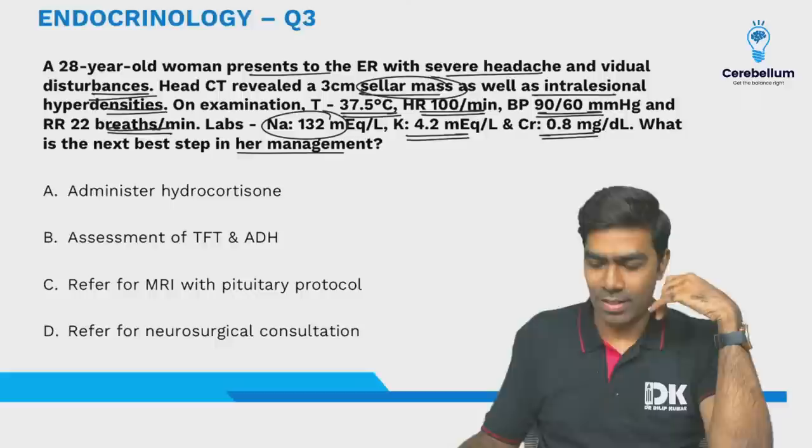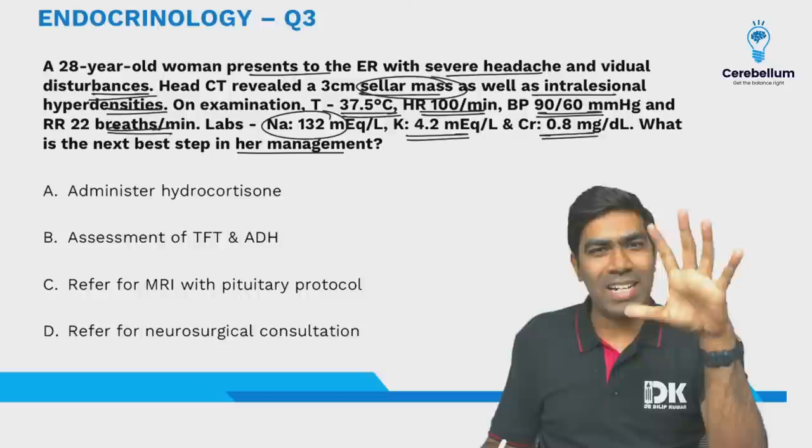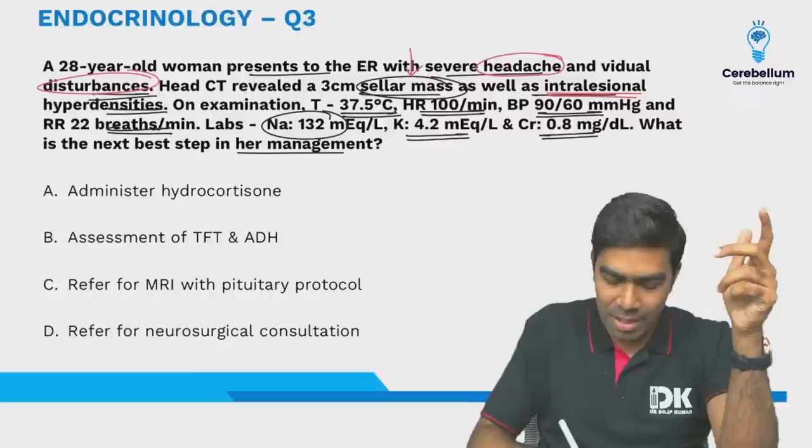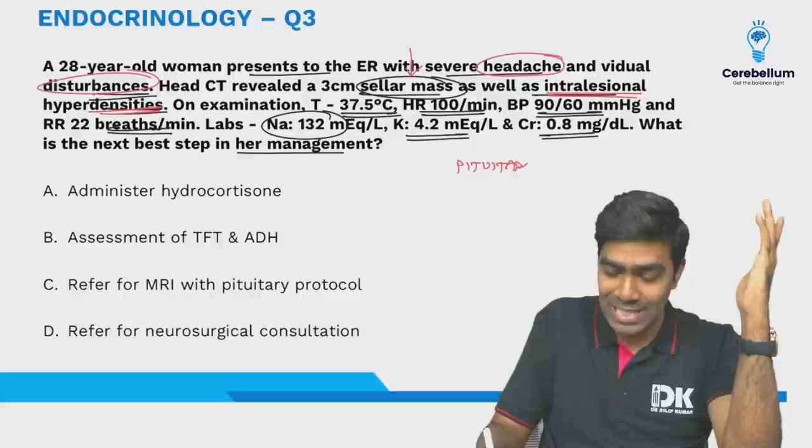Okay, first of all, what is the diagnosis here? Patient is coming with severe headache and visual disturbances. Patient is having a cellular mass with intralesional hyperdensity. That's the clue. It's not Sheehan syndrome. Here the diagnosis is pituitary apoplexy. Remember, apoplexy is different from Sheehan syndrome.